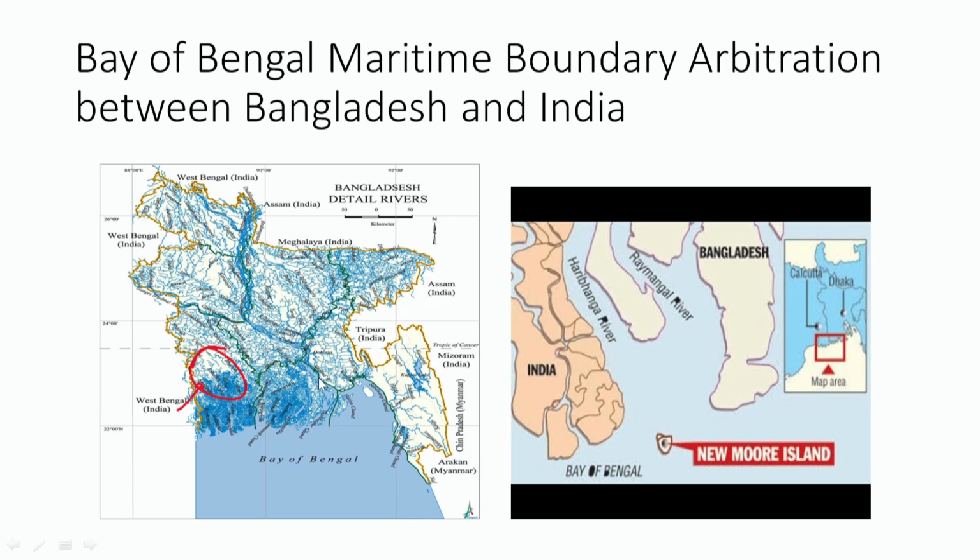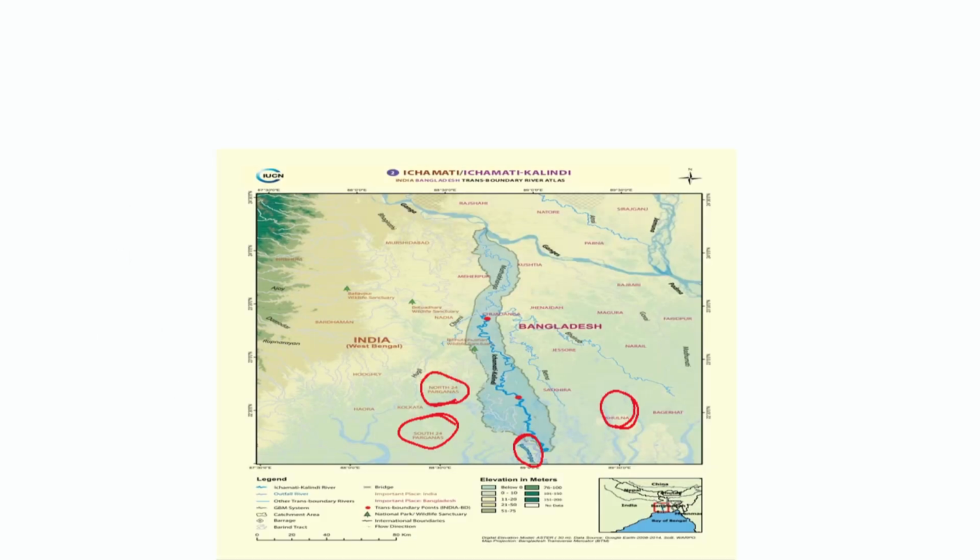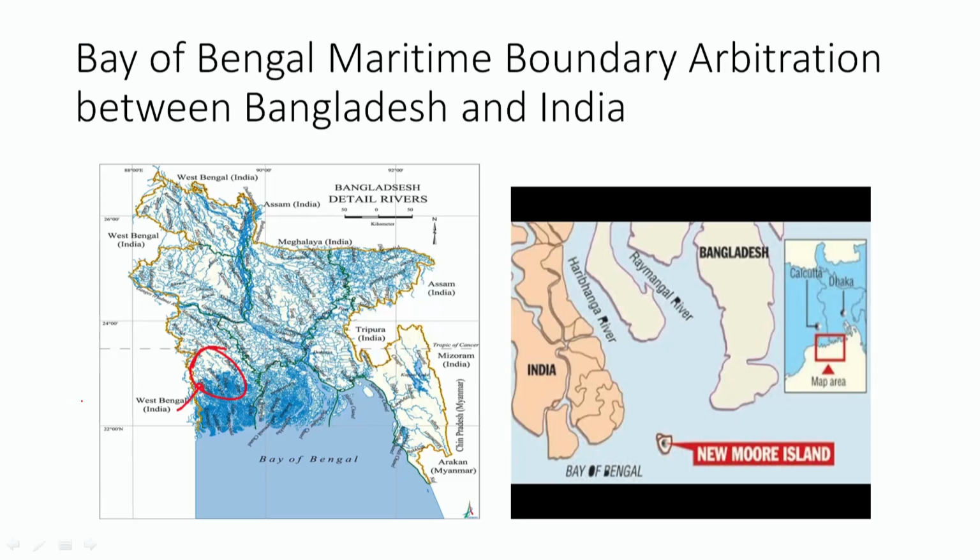All this area, we see, is not very stable, because during the course of time the rivers change their course, and sometimes much of the land from Bangladesh is taken, and sometimes much of the land from India is taken. Like here, this is the Haribanga river, then there is the Raimangal river, and sometimes the Haribanga will take much of the Bangladesh region.